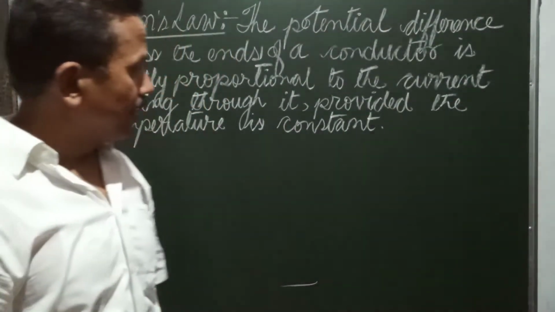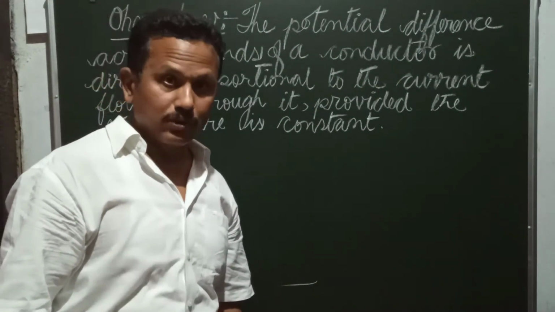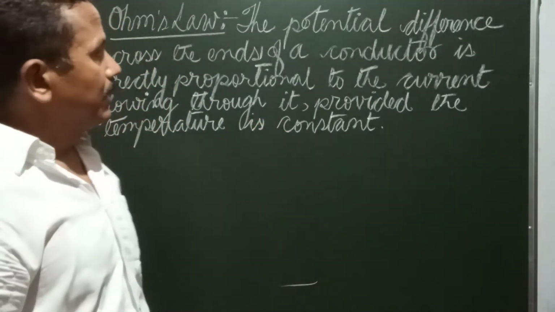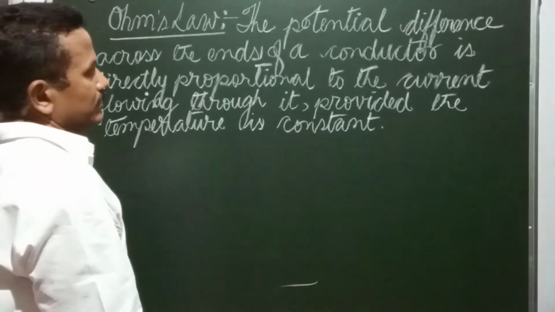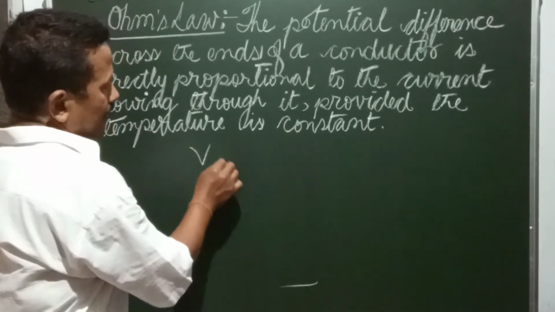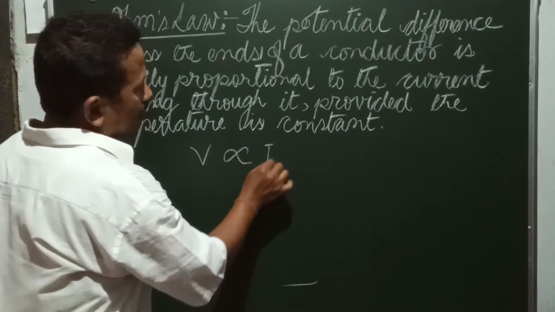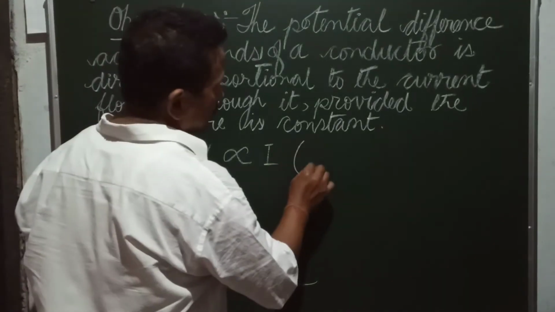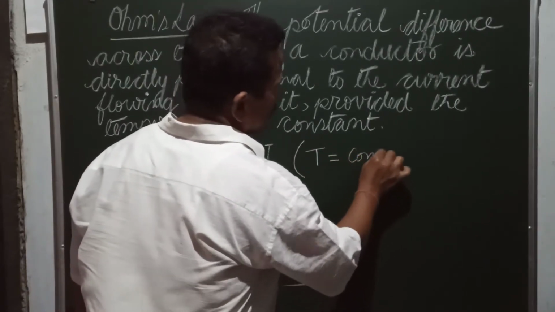Welcome back, class. Today we shall see the mathematical implication of Ohm's law. But before this, we have to know the law first of all. I have just rewritten the law again. Let us see. Here the law says that potential difference, which is V, is directly proportional to the current flowing through the conductor. Now here one condition is there, that is T is fixed, T is constant.